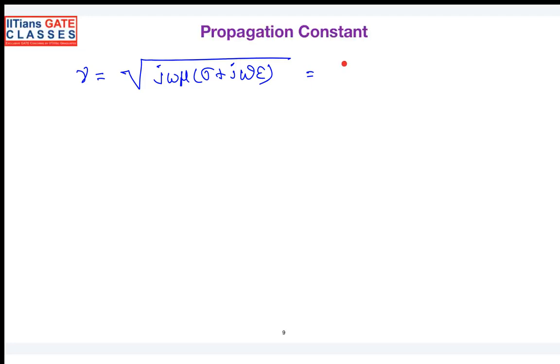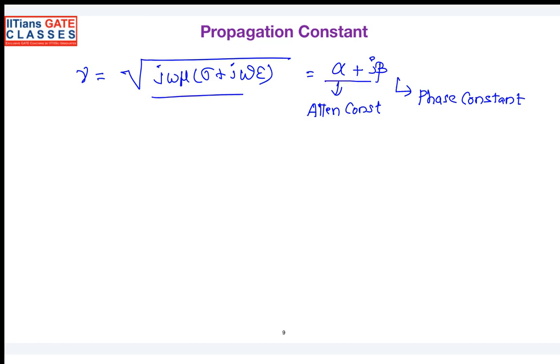So we have defined it as alpha plus j beta, where alpha is nothing but your attenuation constant, and beta is nothing but your phase constant. In the previous class, I have already told you the assignment also, I guess. After taking the square on both sides, and if you compare the real part and imaginary part, you will get the value of alpha is something like this.